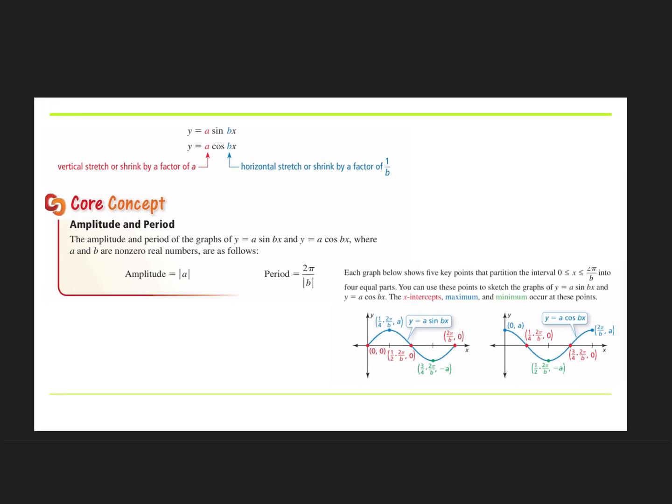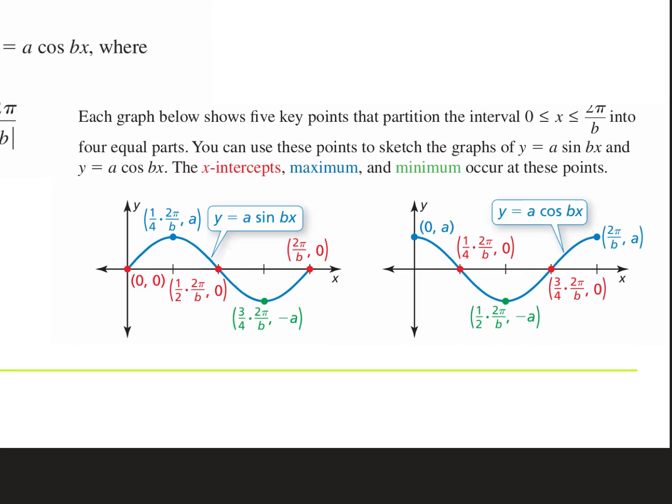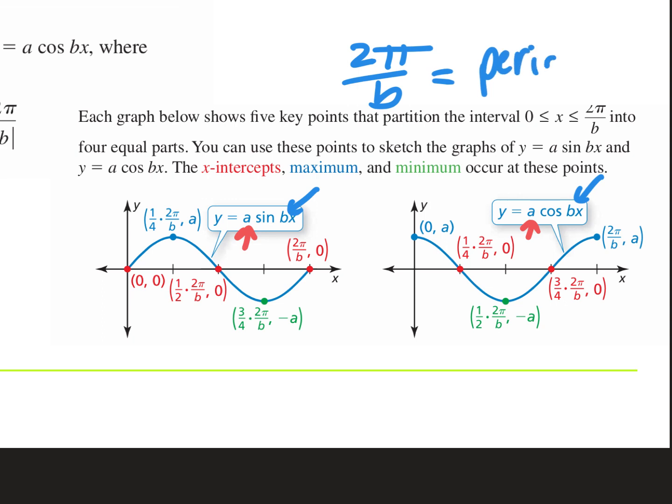All right, what I just went over is pretty much right here. Look, the number right here in front of the function is your A. That's your amplitude. That's how high and low the graph goes. B is the number being multiplied to the x. We're going to use that B value to find the period. You take 2 pi divided by B, and that gives you the time period. And then once you find your time period, to find the increments, you divide that into 4 pieces as well.